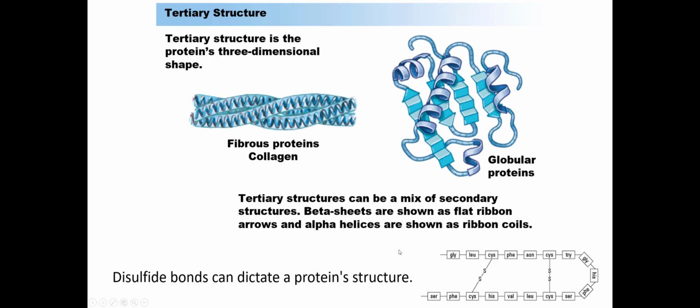You can also have disulfide bonds, and this happens when you have a cysteine amino acid and another cysteine amino acid. They can form this disulfide bond.